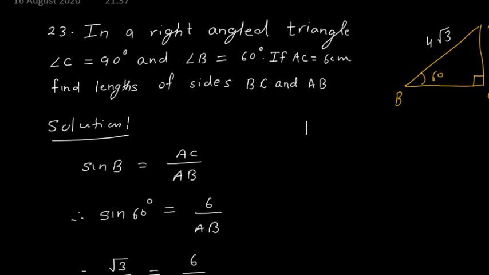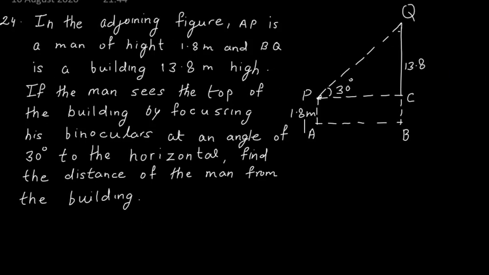Okay, fine. Let us see the next question. This will be the last question for this lecture. In the adjoining figure, AP is a man of height 1.8 meters, and BQ is a building of height 13.8 meters. So this complete length from bottom to top, BQ, is 13.8.